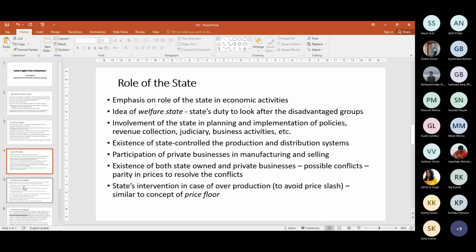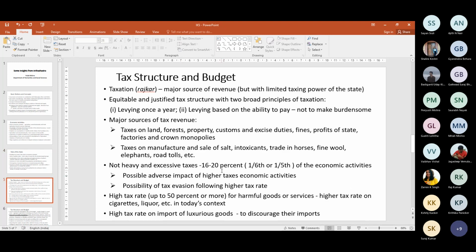Then we are talking about the tax structure and the budgetary aspects. Yes, taxation, basically what was mentioned as Rajkar was the major source of revenue. Though the state had limited taxing power. Because it was recognized that excessive tax would cause adverse impact. I'll come to that discussion subsequently.